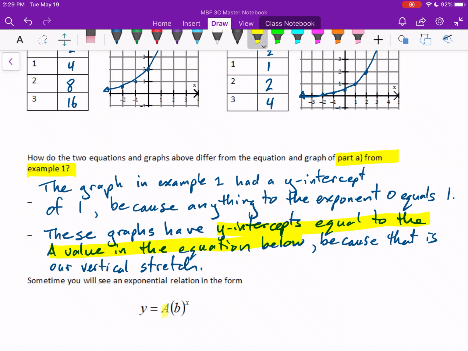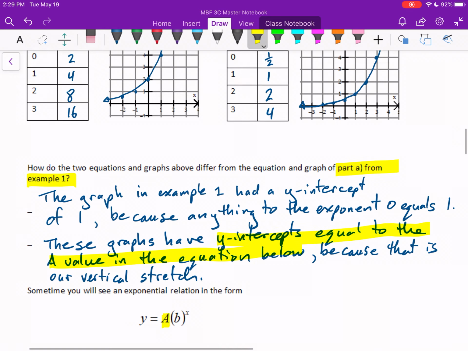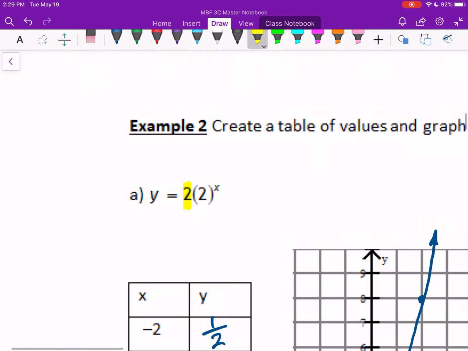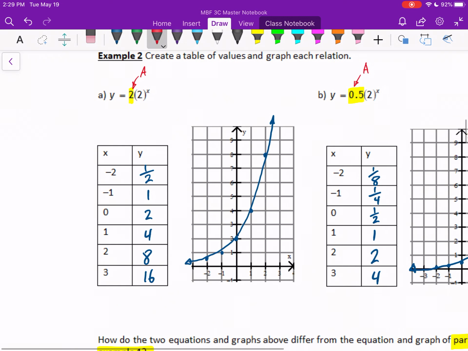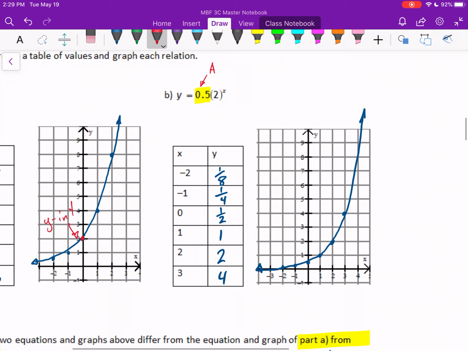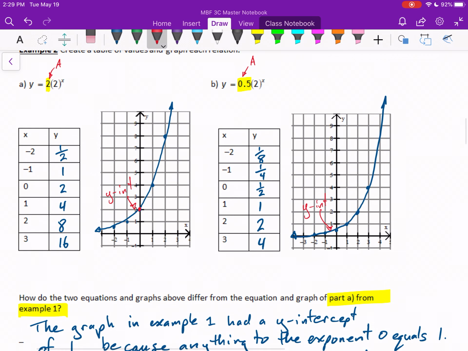By a value, they mean that number below, because that's our vertical stretch. So in other words, what I highlighted here is the a value. What I highlighted here is the a value for this one. So you'll notice our y-intercept for this one is 2. Our y-intercept for this one is a half. So we can always get our y-intercept by looking at the a value the way it's set up like that.